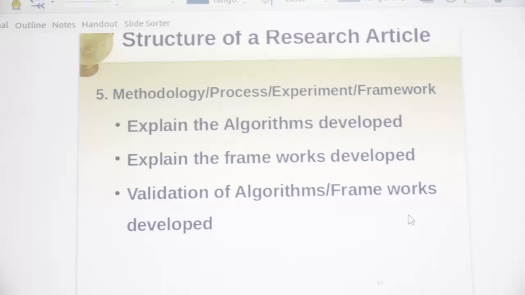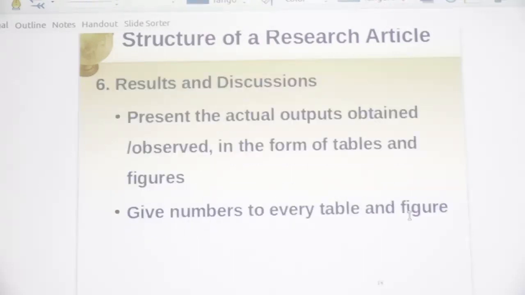It should also explain algorithms developed, if there are algorithms used in the research, and explain the frameworks that are developed, and it should also validate the algorithms or frameworks developed. The validation is also very important. The next section is results and discussion. This section presents the actual outputs observed in the form of tables and figures. We should also give numbers to every table and figure, and we should not forget to use that table number or figure number in the write-up.